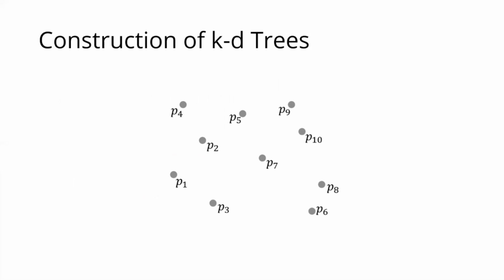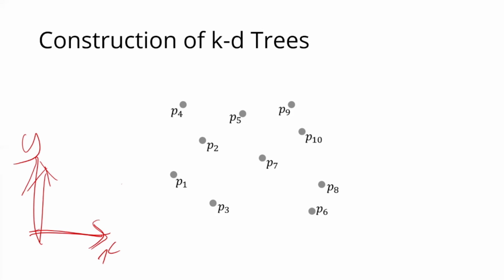Consider these 10 points. These 10 points are our data samples. What we're going to do is construct a KD tree by splitting the space, partitioning the space into smaller binary partitions. So let's set up a virtual coordinate system, with a horizontal coordinate and then the vertical coordinate over here.